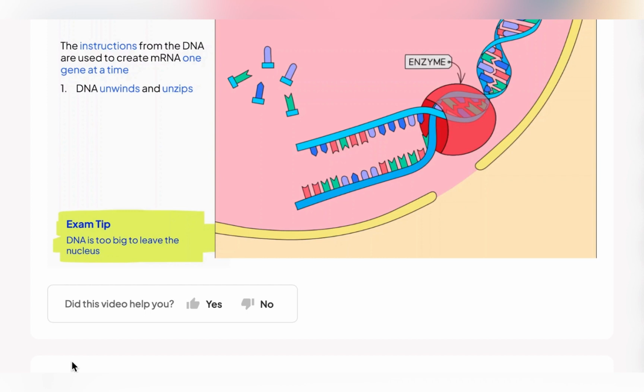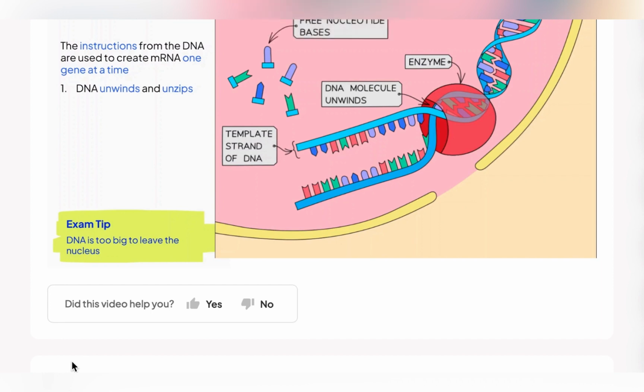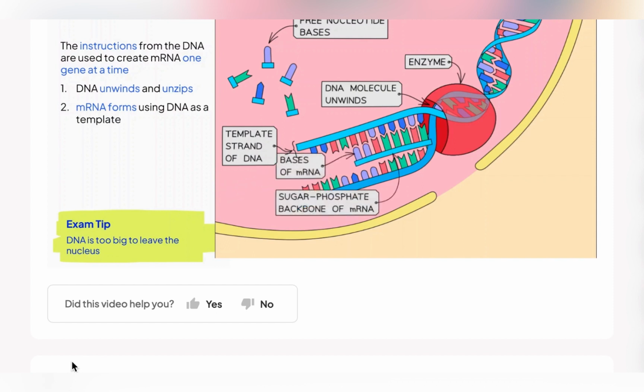DNA unwinds and unzips, breaking hydrogen bonds between nucleotide bases. This process is catalyzed by an enzyme. Next, mRNA forms alongside the template strand, using complementary base pairing to copy the code. This process is carried out for one gene at a time, using free nucleotides found in the nucleus of the cell. The nucleotides are secured to adjacent nucleotides through the formation of a sugar phosphate backbone. Once the mRNA is complete, it leaves the nucleus to deliver the instructions to the ribosomes.